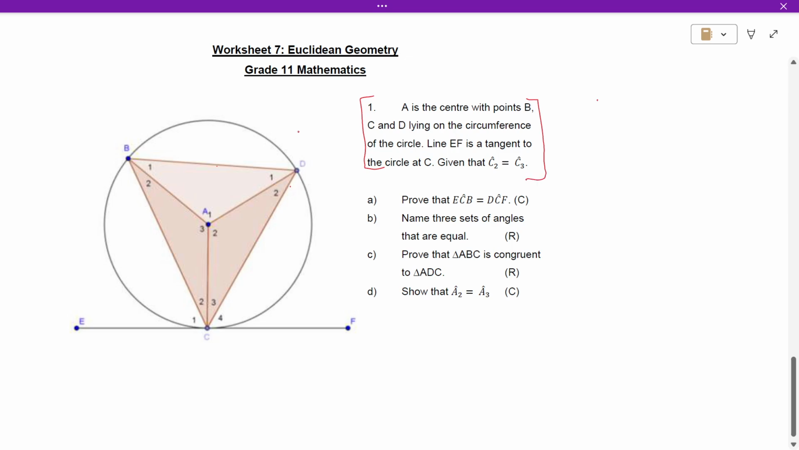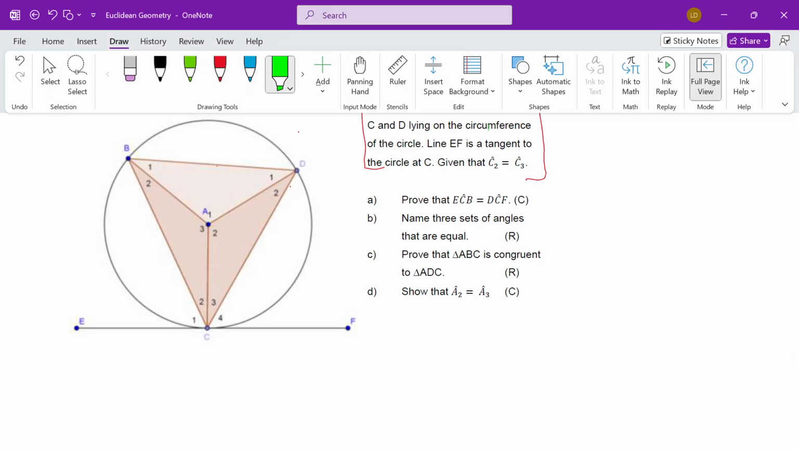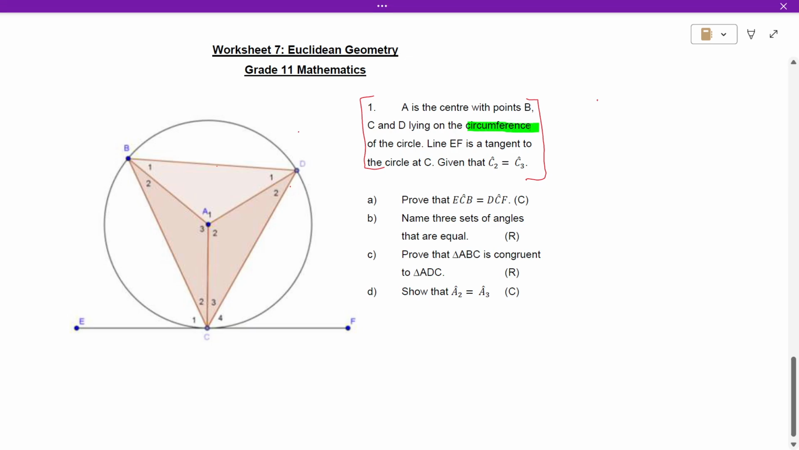Fill in as much of it as possible onto your drawing. So they're given that A is the center. Okay, cool. C, B, and D lie on the circumference. Okay, now circumference, what on earth is that? Make sure that's another thing. If you don't understand any words in the question, make sure that you actually get the definitions.